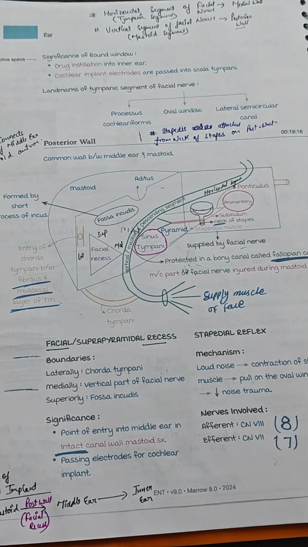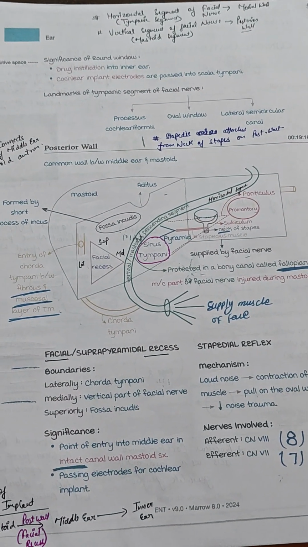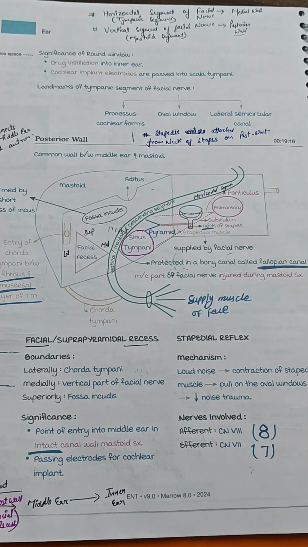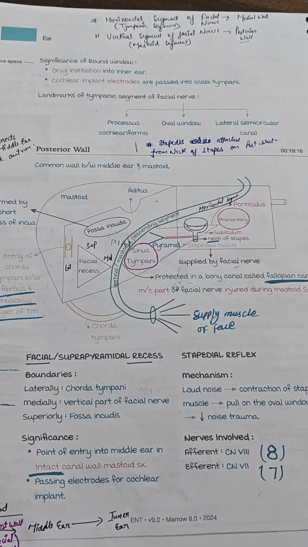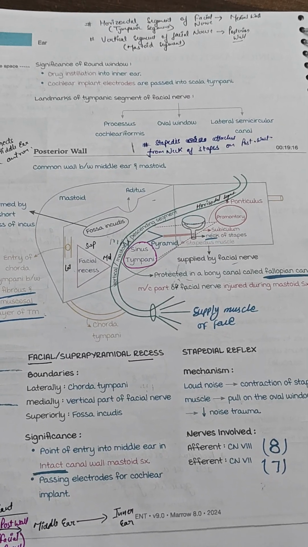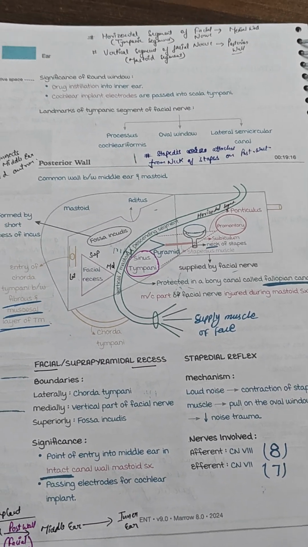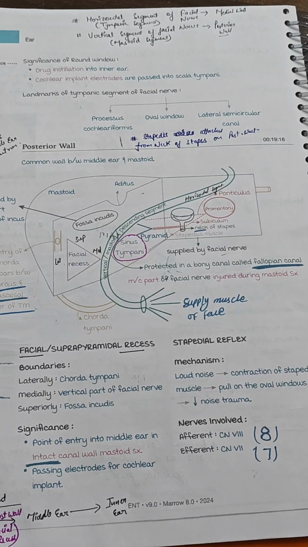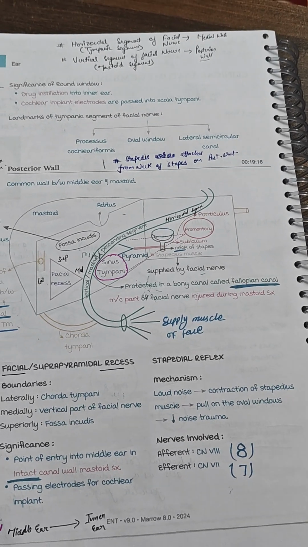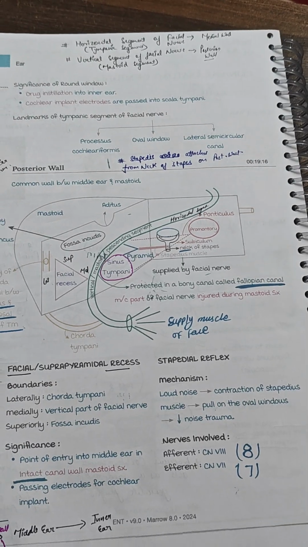Now if we see the anterior wall, in the anterior part there is the opening of the eustachian or pharyngotympanic tube. From the anterior wall of the middle ear cavity starts its bony part, which forms the lateral one third, and the medial two thirds is fibrocartilaginous.